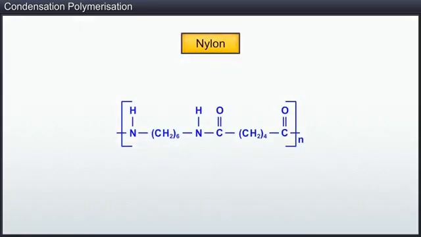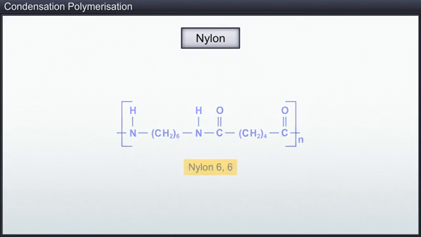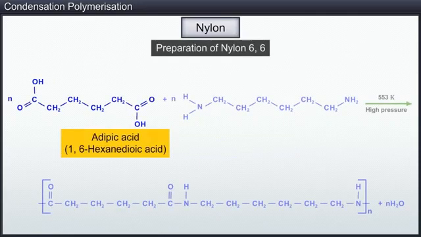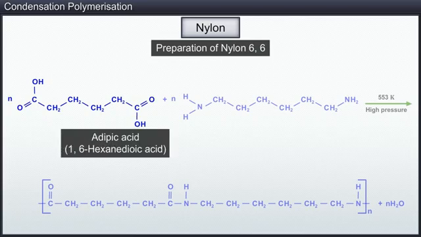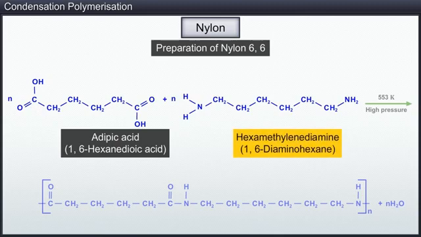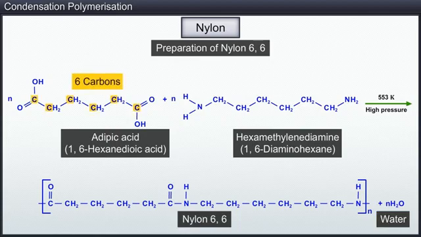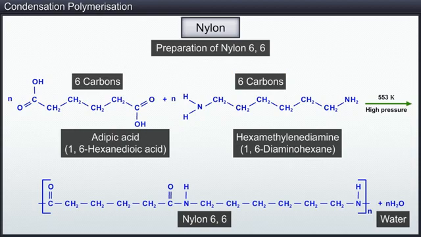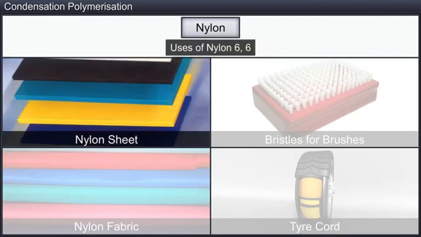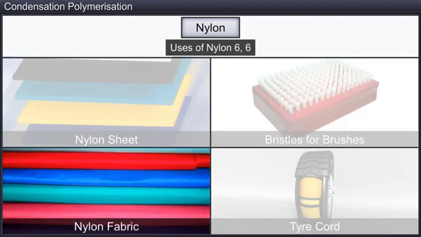Several different forms of nylon have been synthesized. One important nylon polymer is nylon 6,6. To obtain nylon 6,6, adipic acid or 1,6-hexanedioic acid is made to react with hexamethylene diamine or 1,6-diaminohexane at a high temperature of 553 Kelvin and high pressure. This polymer is called nylon 6,6 because there are 6 carbon atoms in each monomer, adipic acid and hexamethylene diamine, that participates in the reaction. Nylon 6,6 is used to make sheets, bristles for brushes, textiles, and tire cord.